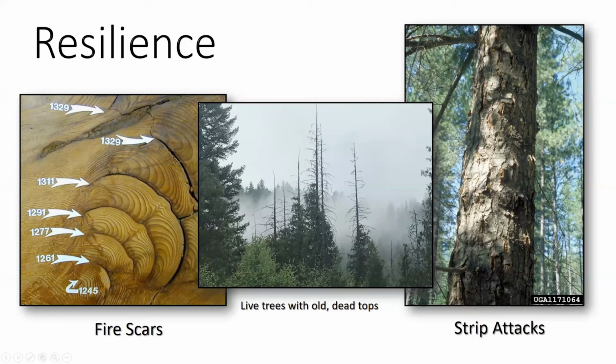And during endemic periods when the fir engraver is not in outbreak mode, they'll just infest tiny little patches on grand fir and produce a tiny little brood that emerges, and the tree survives that. The bark looks a little funky afterwards, but it's still able to survive.